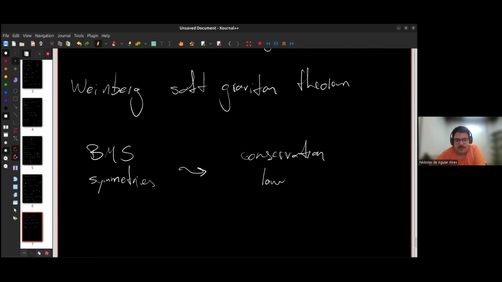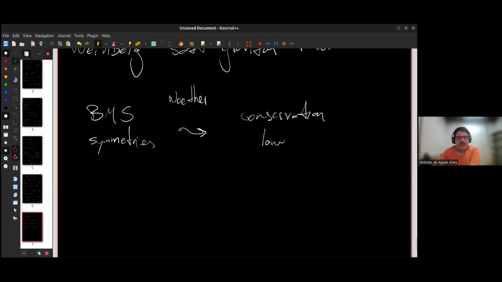There's something reminiscent of Noether's theorem. Now, this relation is not really as straightforward as I'm pretending it is, exactly because these are actually asymptotic symmetries. These are symmetries at infinity, so they are symmetries in a slightly different way than we're actually used to. But you can argue that within some assumptions, you have conservation laws associated to the symmetries.